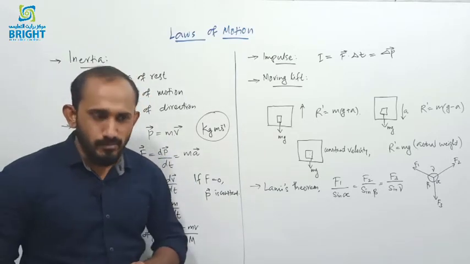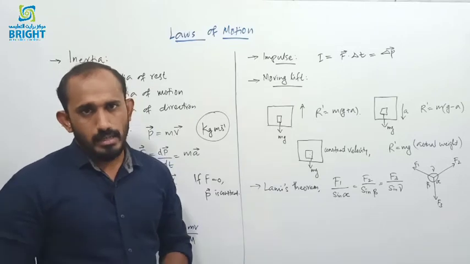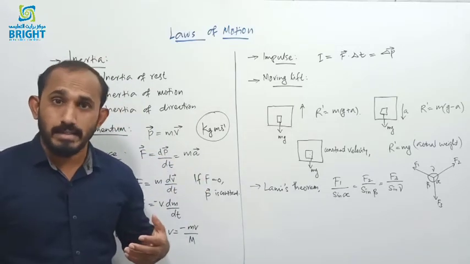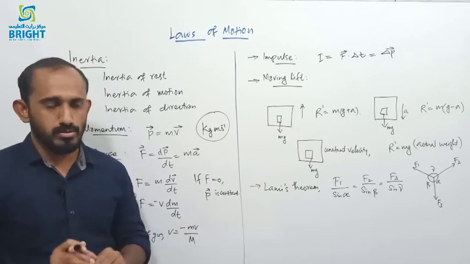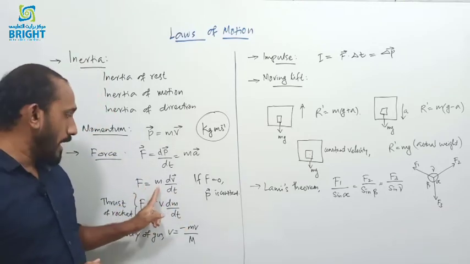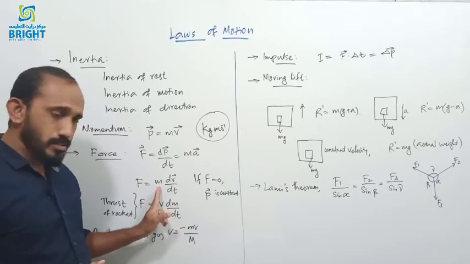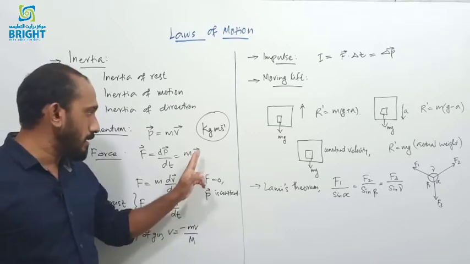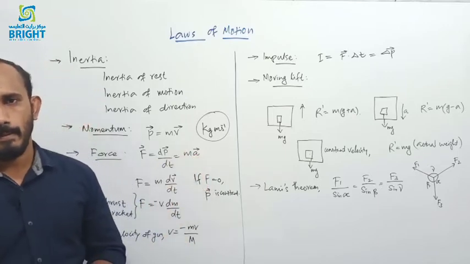In the normal case, if you kick a football in the forward direction, its mass will be constant, but its velocity may change. That means the body may get accelerated. That is because of the force. Then you can use the equation F is equal to m into dv by dt, where m is the mass of the ball and dv by dt is the rate of change of velocity.